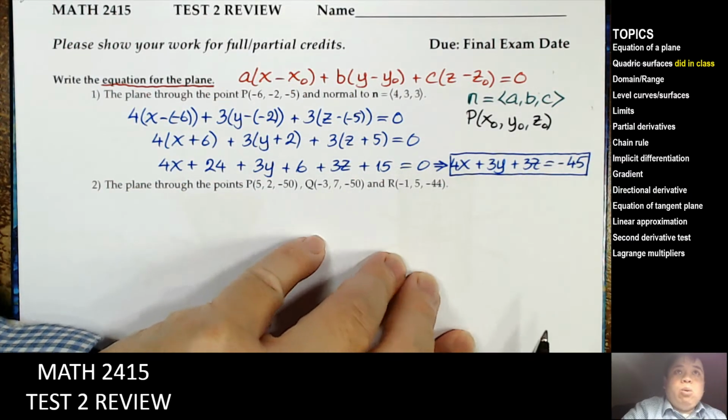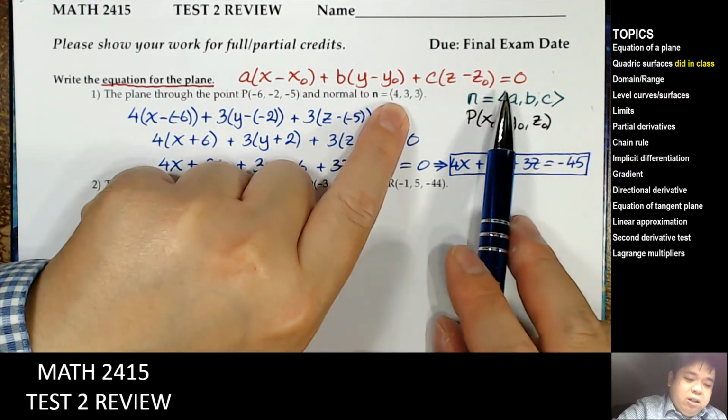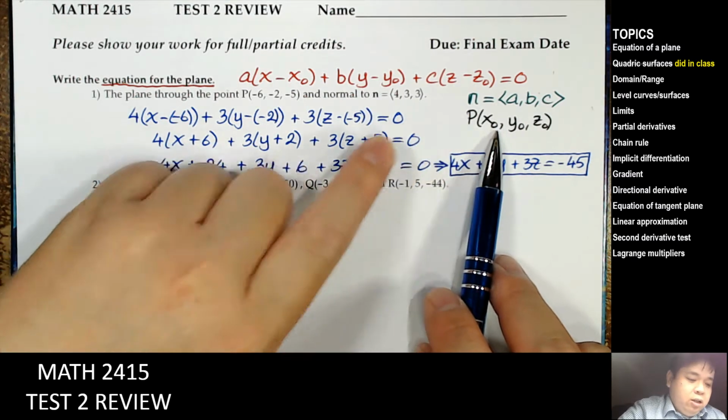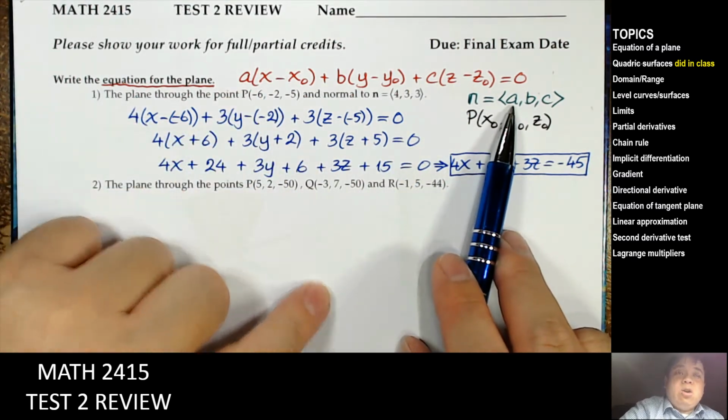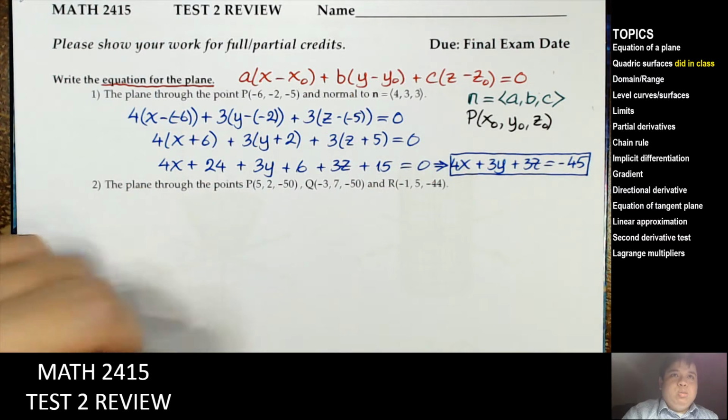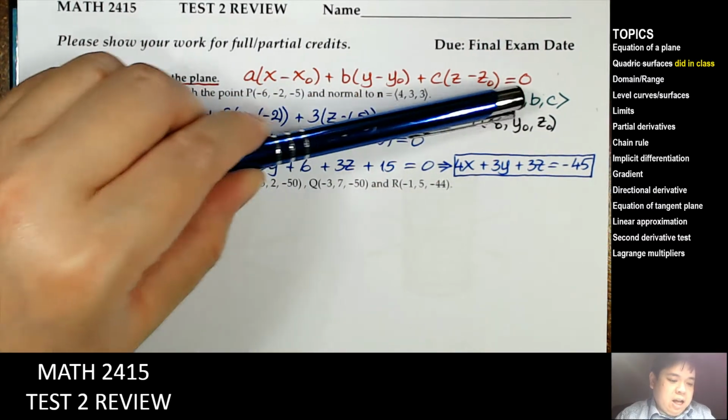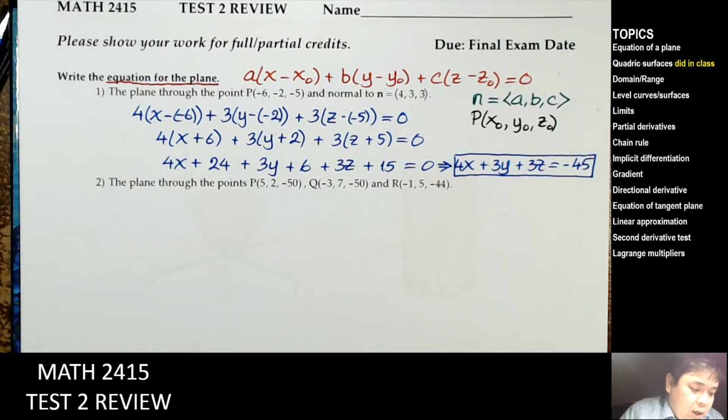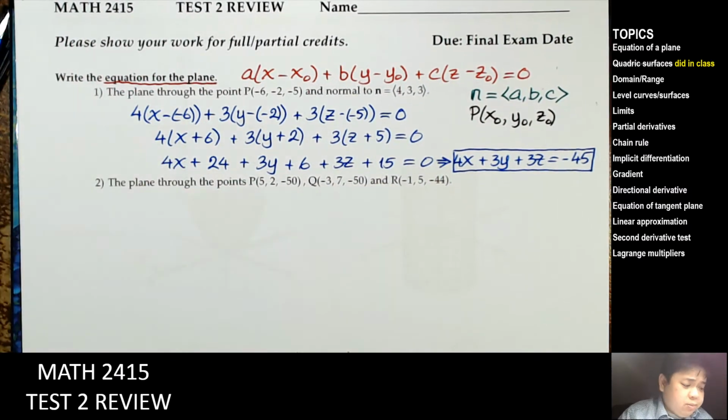So very straightforward. We need a normal vector and we need a point. A normal vector is orthogonal to the plane. A point could be any point on the plane, and that is the equation. Alright, on the next one, we are not given a normal vector. We have the 3 points though.